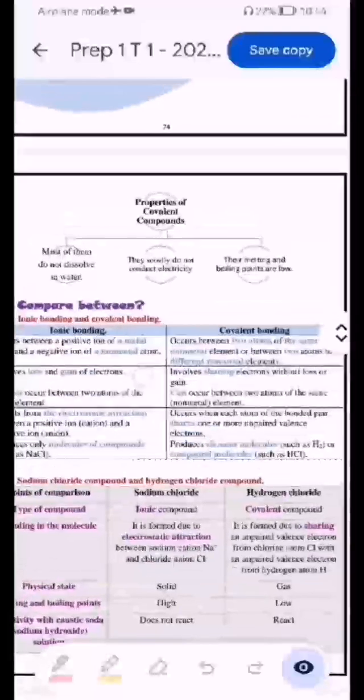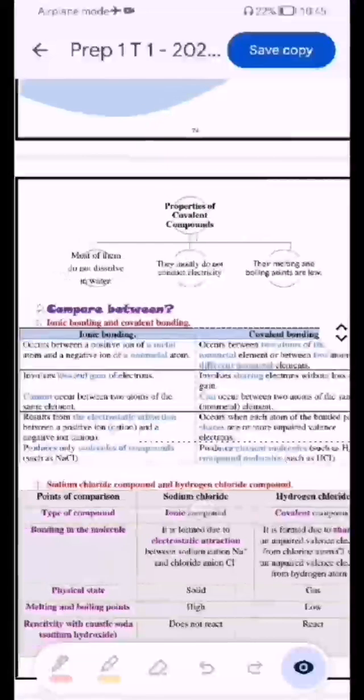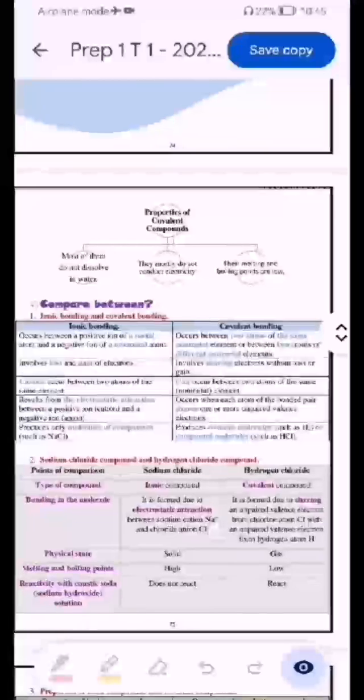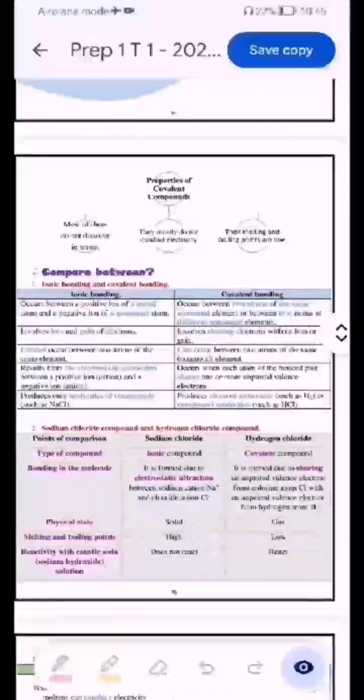So again, the properties of covalent compounds. Number 1, most of them don't dissolve in water. Number 2, most don't conduct electricity. Number 3, their melting and boiling points are low. They are the opposite of the properties of ionic compounds. Now it's a comparison between ionic bonding and covalent bonding.